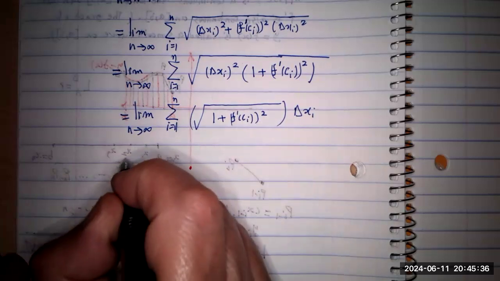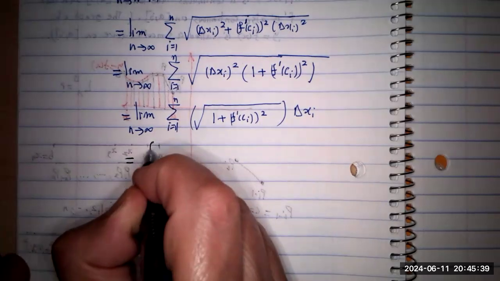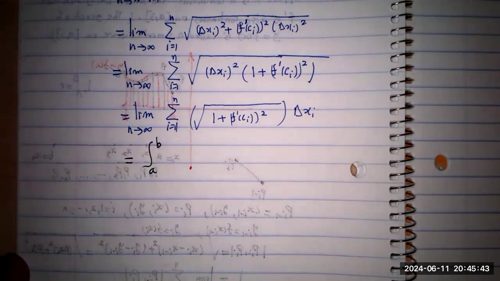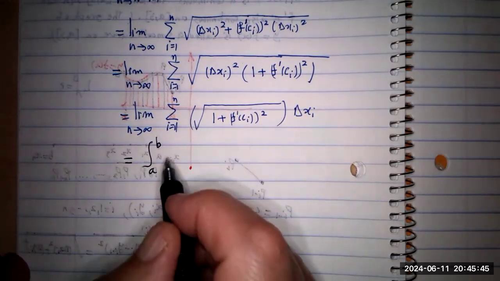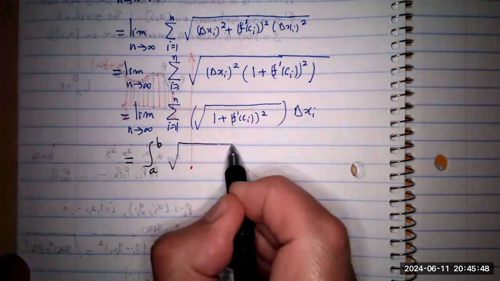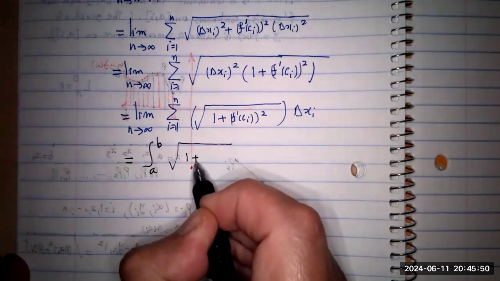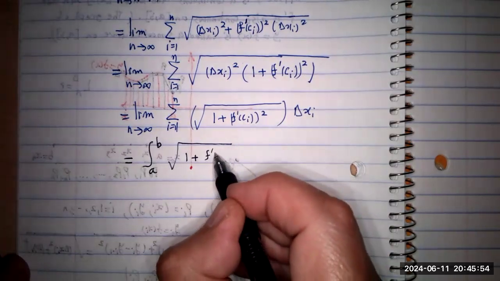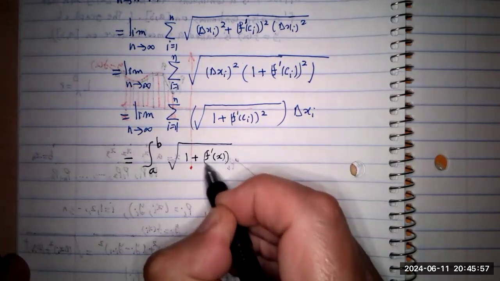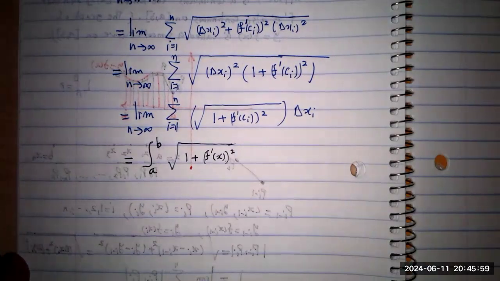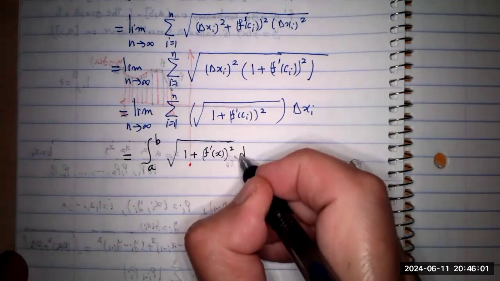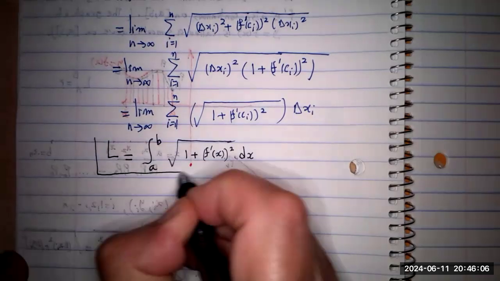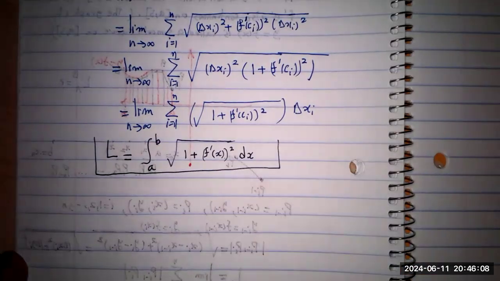Remember, the way we change it to a definite integral is integral from a to b. This would be our function, a square root of 1 plus f prime of, instead of the c, we replace the c by x, all squared, and this delta x_i would be changed to the differential dx. Nice, you see? This is going to be the formula for the arc length.